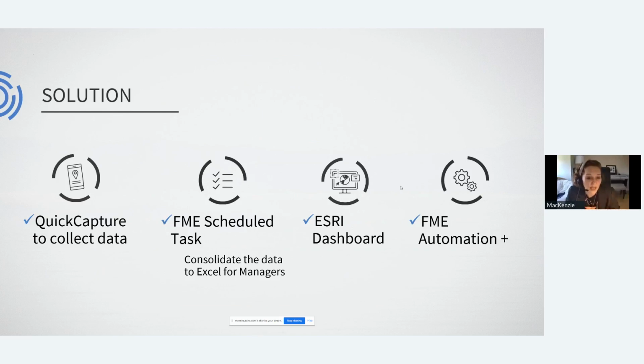So the road patrol people would collect information that way. And FME can schedule tasks. So on a scheduled basis, an automation in FME Server will consolidate all that data and export it to Excel for managers in a format that they can consume easily.